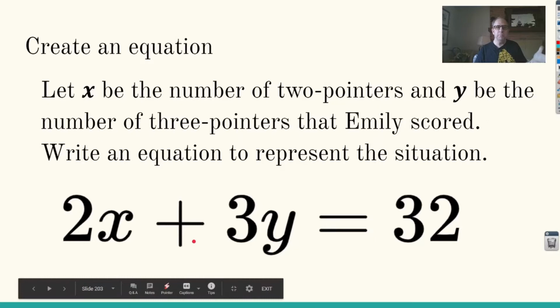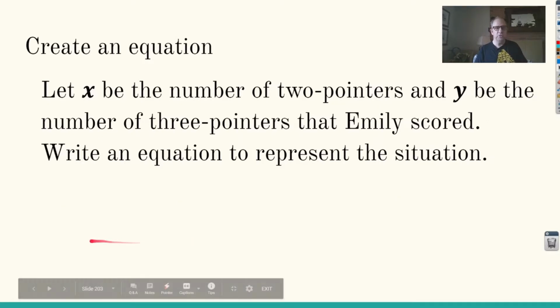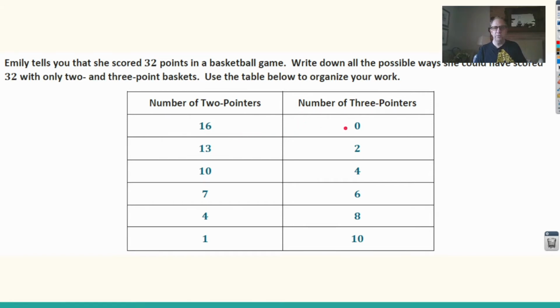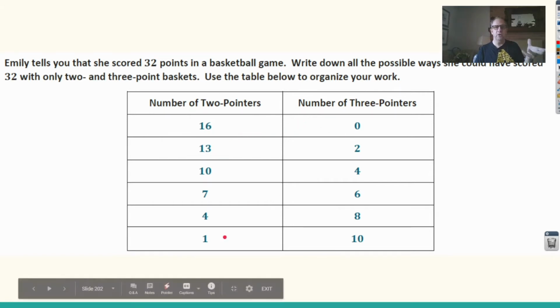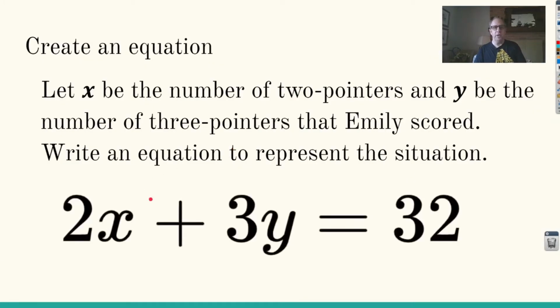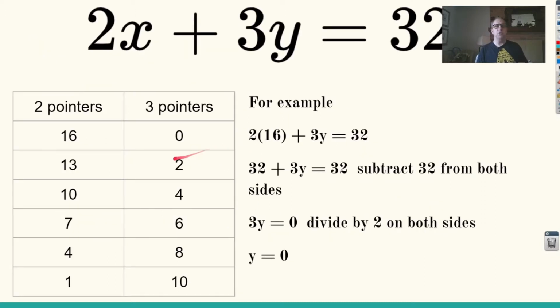It could be different, right? She could shoot 16 2-pointers, that would be 0 3-pointers. If she shot 1 2-pointer, that would be 10 3-pointers. So these two numbers are different, x and y. Okay? So x and y are different. They don't have to be different, but in this case, they will always be different. So how do we figure it out?